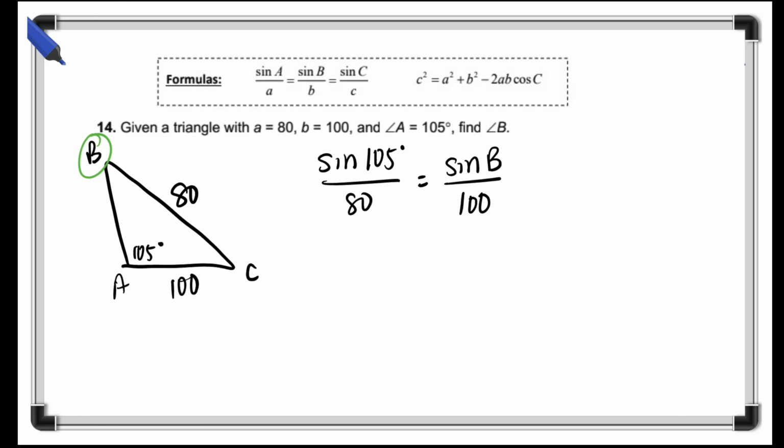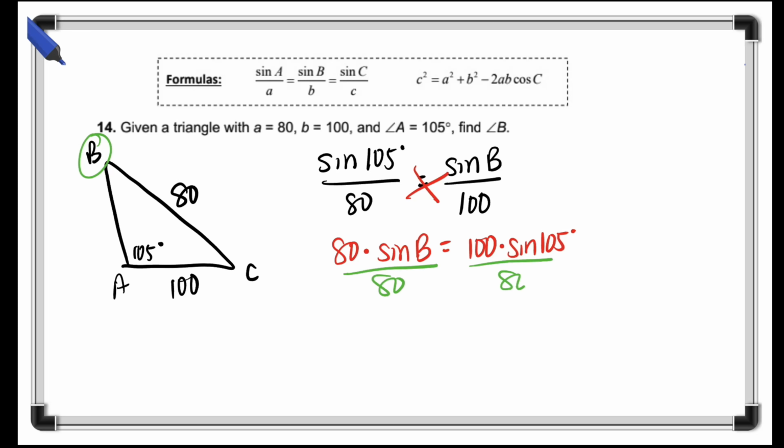Now when you cross multiply, you're going to get 80 times the sine of B is equal to 100 times the sine of 105. When you divide both sides by 80, you have the sine of angle B, and when you plug this into your calculator, what you're going to get is approximately 1.207. Now, again, you're trying to find angle B.